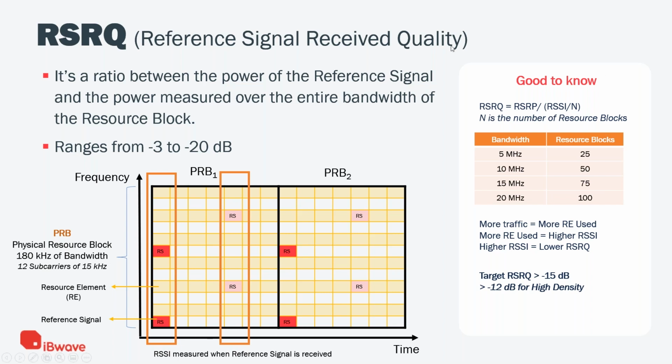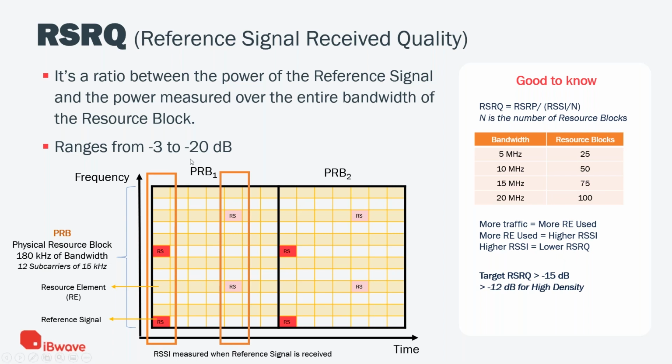And then if I do the ratio with the RSRP, I get the difference, how much power I have in the RSSI. So if there is more traffic, meaning more resource elements used, the RSSI will be higher. If the RSSI is higher, since the RSRP is fixed, it's not going to change. It's always transmitted here and here. Then the RSRQ will be lower. So low RSRQ indicates high traffic.